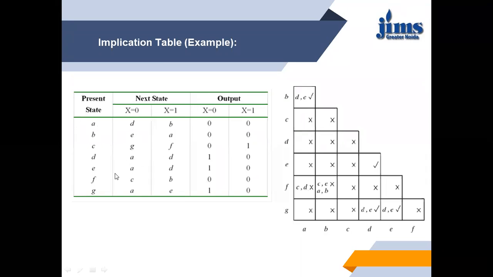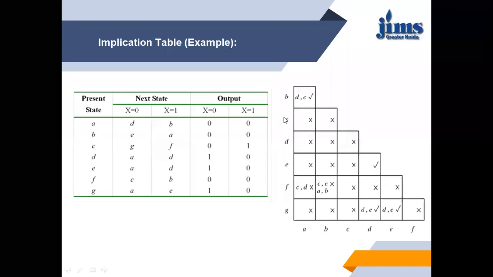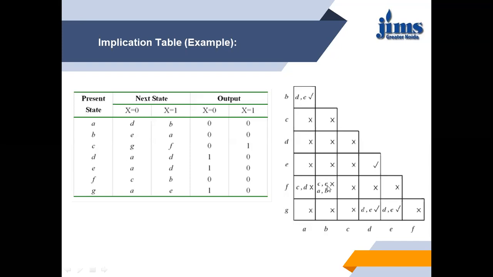Then again we check A and G, output is different, we put cross. Similarly, we match in the next column B and C. So B and C, output is different, we put cross. And where their output is different, directly put the cross. So when we checked B and F, the output is same.